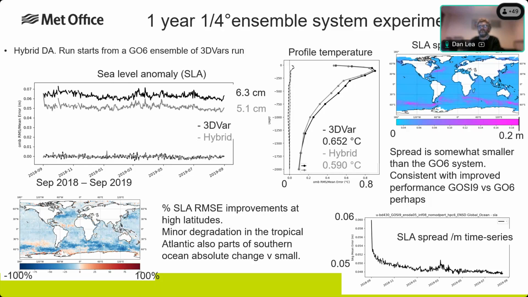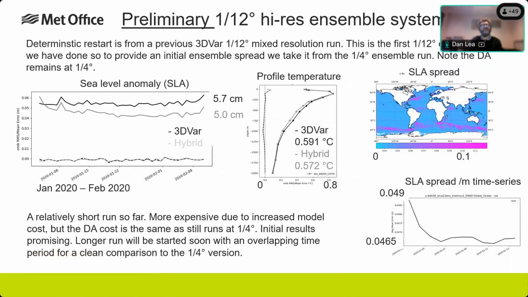There is a small reduction in the spread of the ensemble, but we think that that's consistent with the improved performance with the new GSI 9 versus the old system. The old system, we started the run with the restart from the old system, so that's why there's that kind of drop. And then we did also manage to do some preliminary runs with the 12th degree systems.